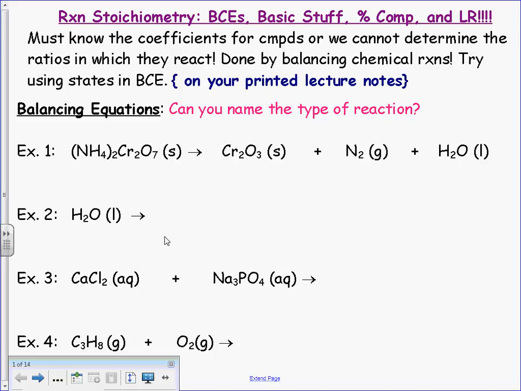Decomposition, right? What is this? Ammonium dichromate, good. Okay, so if you had to balance it, you totally could, right? Go for it. You have this on your paper. You can write on your paper. Tell me what you get when you get it.